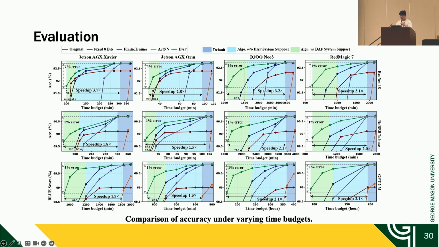And this figure shows how accuracy changes when training time is limited, but memory is not. As you can see, DAF speeds up training compared to the default approach, which represents the longest time needed by the original method to finish. Across different platforms, DAF achieves speedup of up to 3.2 times. And what's more, compared to fixed 8 bits and elastic trainer, DAF also delivers higher accuracy with the same time budget.